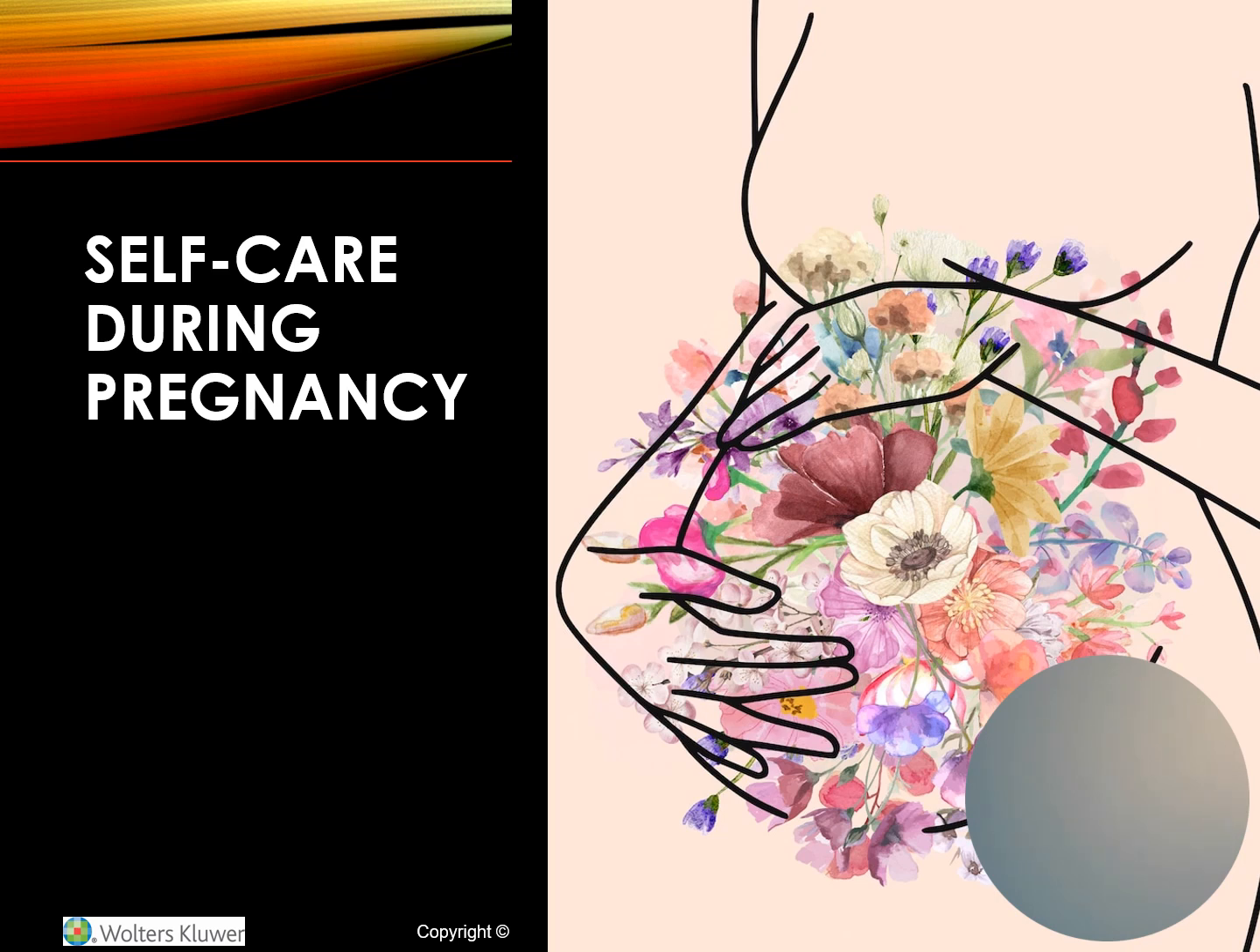FDA pregnancy categories. Understand that there are categories for most drugs, and it basically shows how much of a risk they are to a developing or growing fetus. We have A, B, C, D, and X.